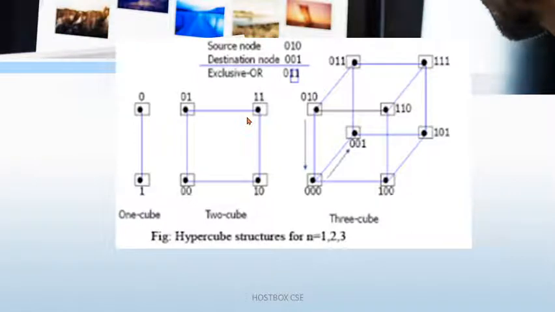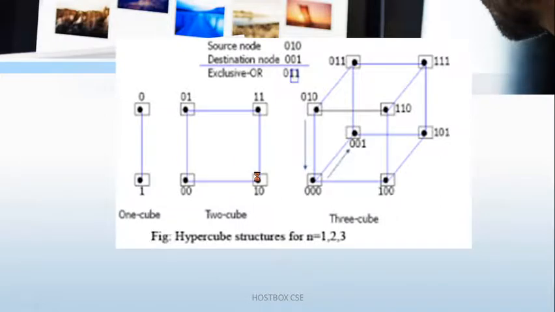Let's go to the diagram. This is the hypercube structure. Let's assume that the n value is 1, 2, 3. It may follow a 1-cube, 2-cube and 3-cube also. Generally we follow the 2-cube only. See, 00, 01, 10 and 11 are binary values, source, destination and so on.